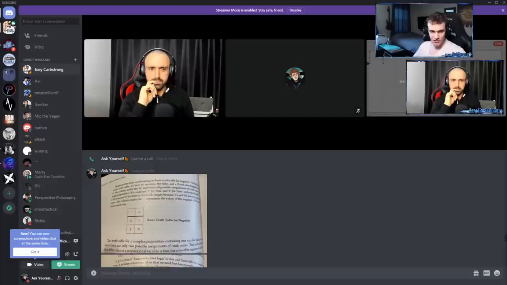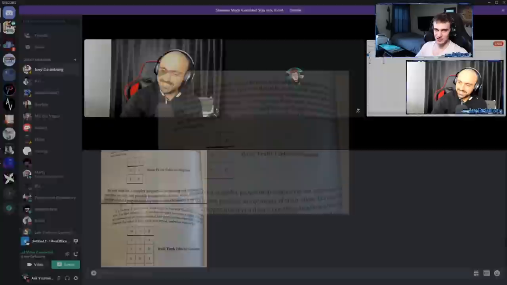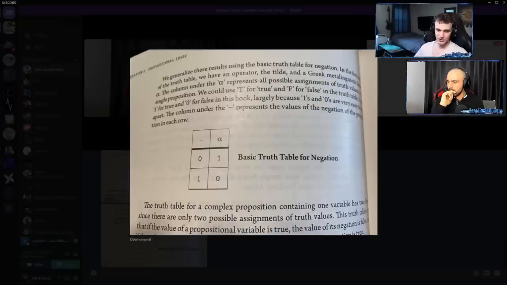So, firstly, let's look at negation, because negation is the easiest. It's the very first one there. Remember, 0 is the same as F, 1 is the same as true. The alpha symbol there technically represents a well-formed formula, but just look at it like it represents a variable. Just pretend the alpha stands for P or something.